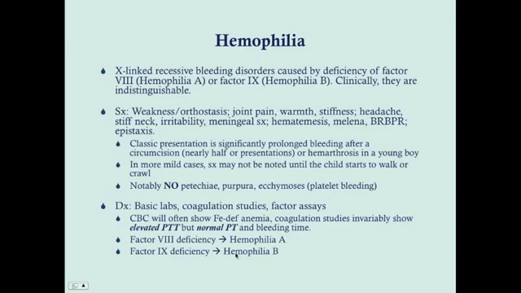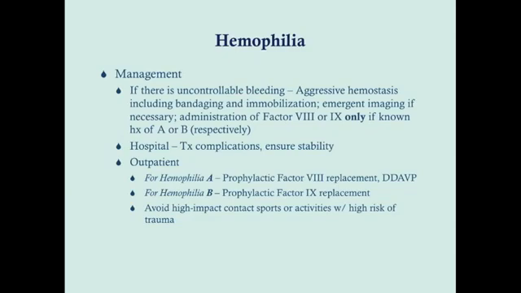And there are various severities depending on how much factor the person has. I think clinically, the official diagnostic criteria means they have to have less than 5% of normal. But if it's 1 to 5%, it's going to be less severe than if it's less than 1%, and so forth. So how do we manage this?